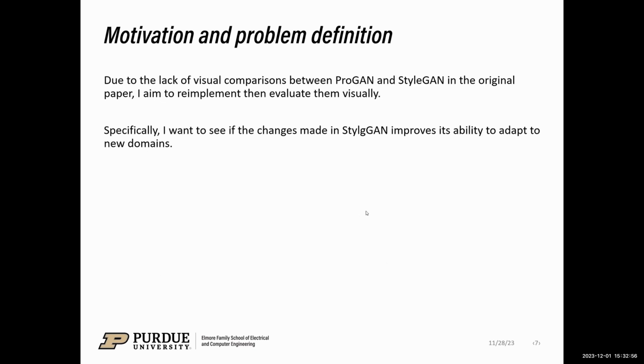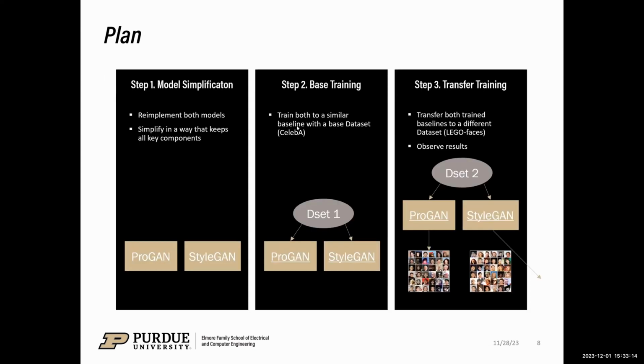Now, the original paper has no visual comparison between the two, so I wanted to see it for myself. Especially, I wanted to see if StyleGAN adapts to new domains more efficiently. So this is my plan. First, I simplify both models. Then I train them to a comparable baseline. Finally, I try to transfer them to a new data set and see how they perform.